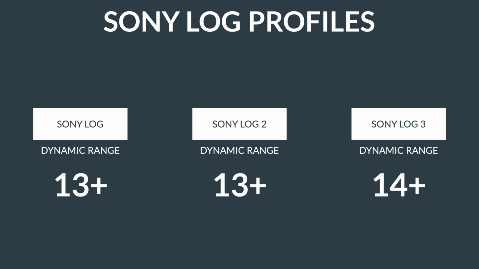Now, there are 3 different variations of Sony Log. We have Sony Log 1, Sony Log 2, and Sony Log 3. The differences between all log profiles are generally found within the gradation of colors as well as the dynamic range. Now, depending on which camera you are using, you may get more dynamic range with Sony Log 1, 2, or 3 if you are using higher end cinema cameras.